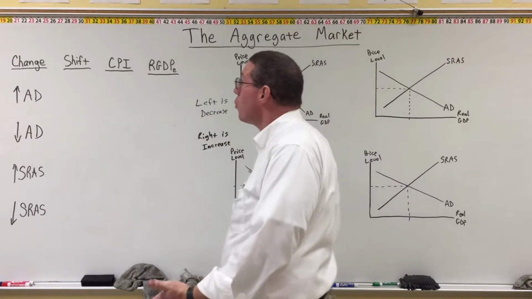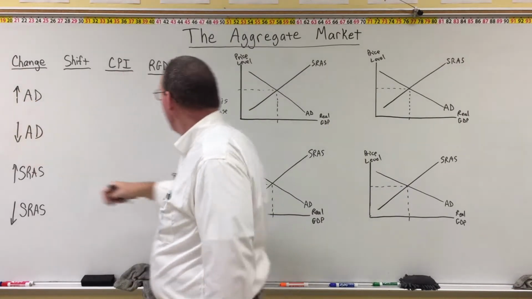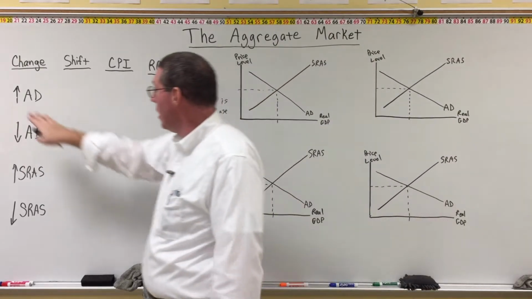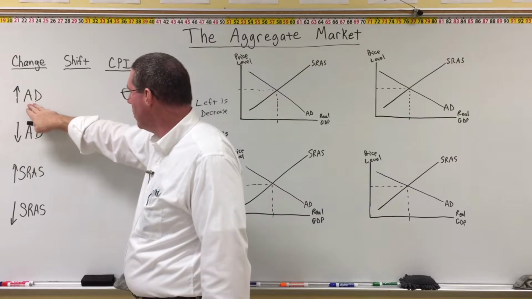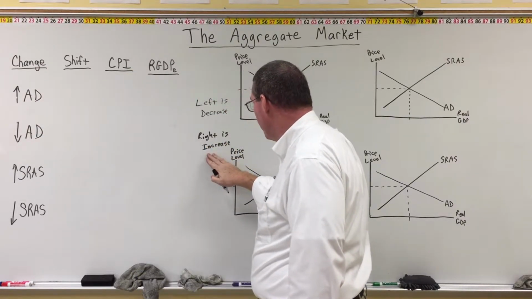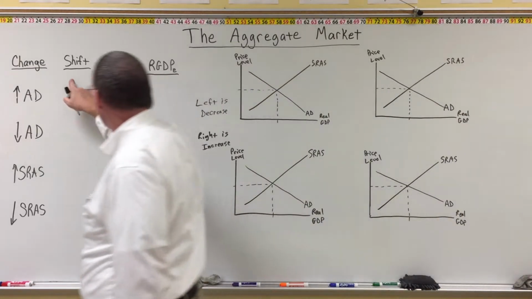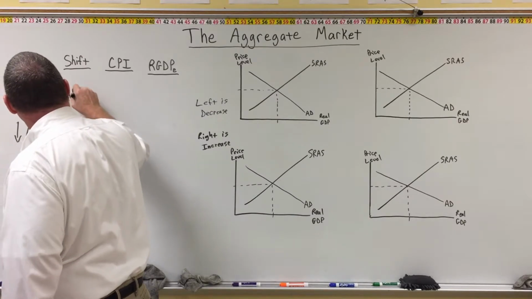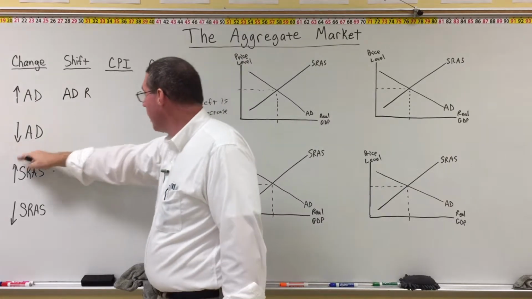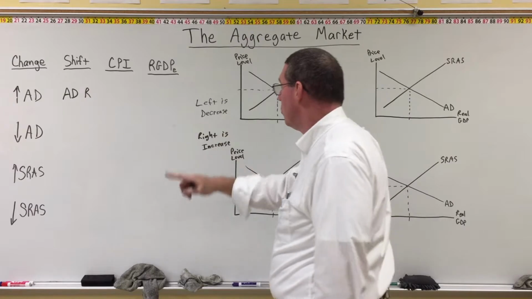So also, when aggregate demand is the thing that's changing, it's the aggregate demand curve that is changing. Therefore, an increase in aggregate demand would be a rightward shift of the aggregate demand curve. And so aggregate demand will shift to the right. Decrease in aggregate demand, that would be the aggregate demand curve shifting to the left.